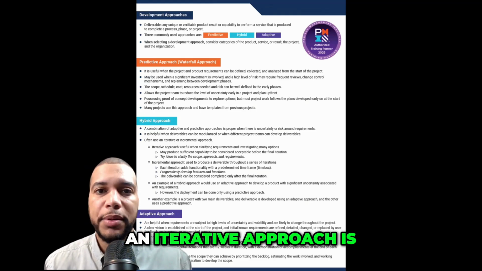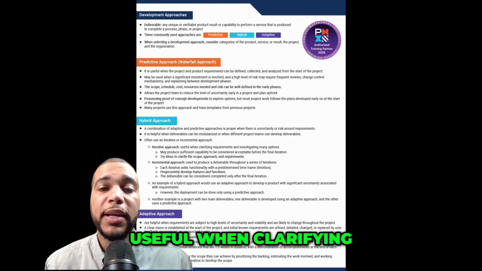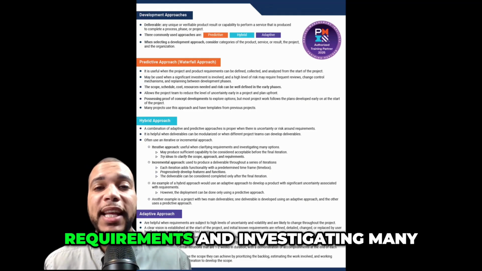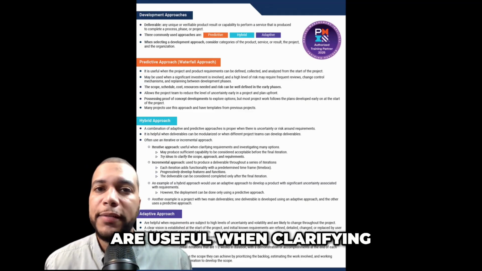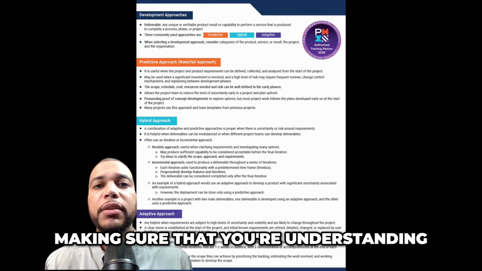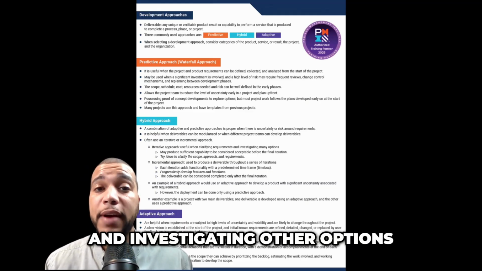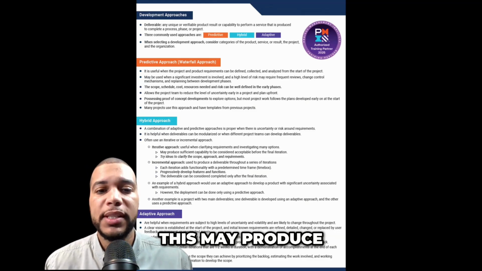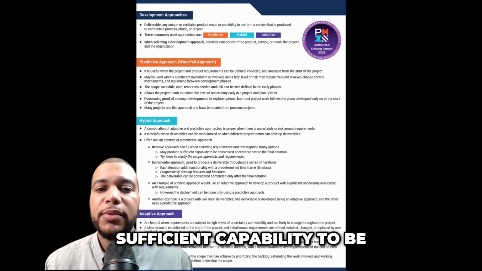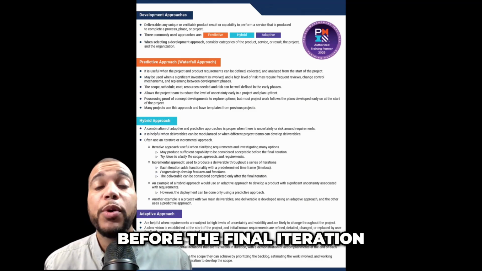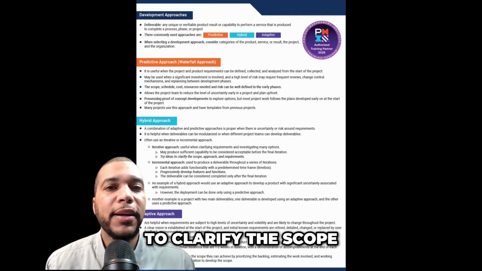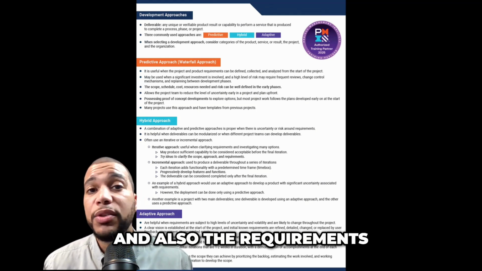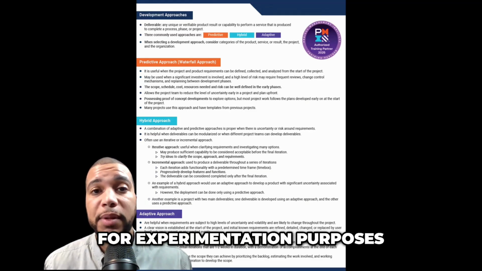An iterative approach is useful when clarifying requirements and investigating many options. So let's read that again. Iterative approaches are useful when clarifying the requirements, making sure that you're understanding and investigating other options. This may produce sufficient capability to be considered acceptable for the final iteration. And you get to try ideas to clarify the scope, approach, and also the requirements. So this is really good for experimentation purposes.